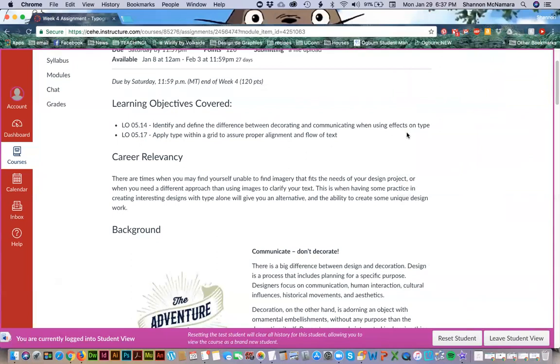So why is this relevant to our career? Well, there's going to be tons of times where you're probably going to have to design a poster, number one. But there are going to be times when you may find yourself unable to find imagery that fits the needs of your design project, or when you need a different approach than using images to clarify your text. This is when having some practice in creating interesting designs with type alone will give you an alternative in the ability to create some unique design work.